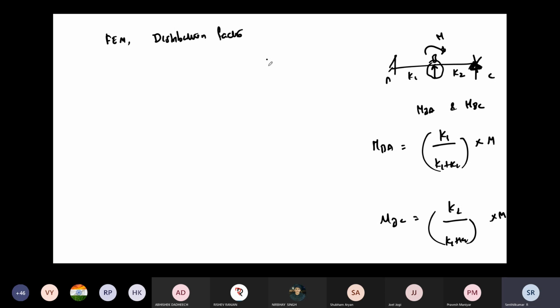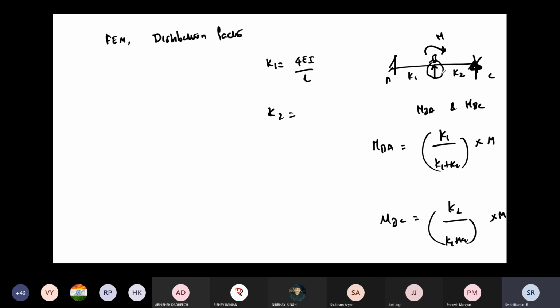So what is K1? If I'm applying the moment at B, for BA the far end is fixed. So what is that K1 then? 4EI by L. Then what is K2? I'm applying the rotation at BC, but the far end is pinned. We have to lock the joint, right? This is a fixed support. First assumption, as I told you again, whenever the joints are there, you have to lock and make it a fixed support.